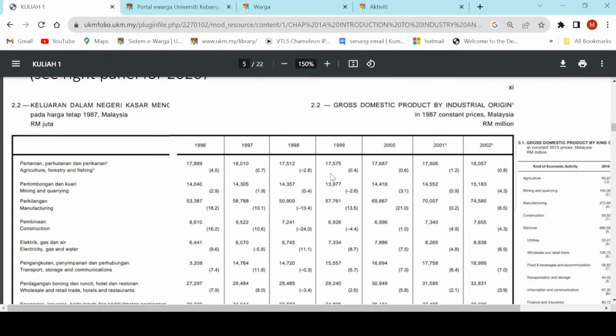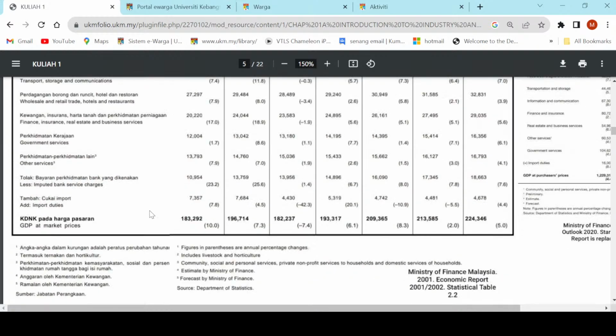The output of manufacturing in constant price of 1987, 58.7, 50, and so on. And then we have this 10. I will count for you: 1, 2, 3, 4, 5, 6, 7, 8, 9, and 10.